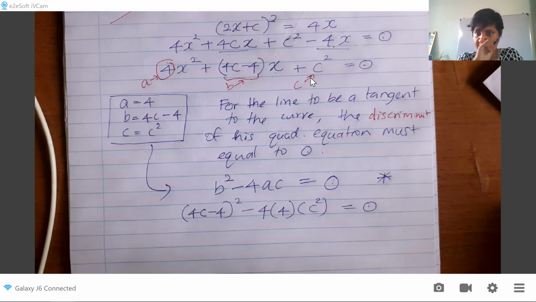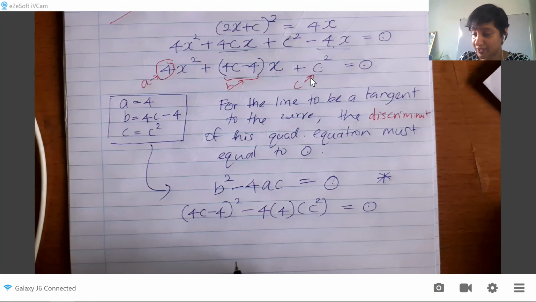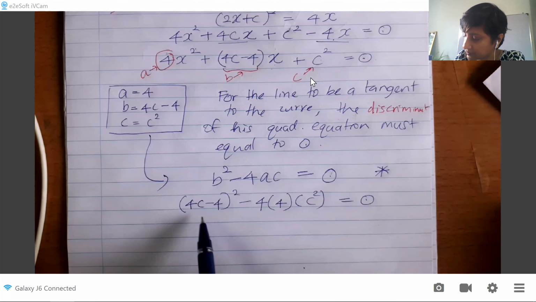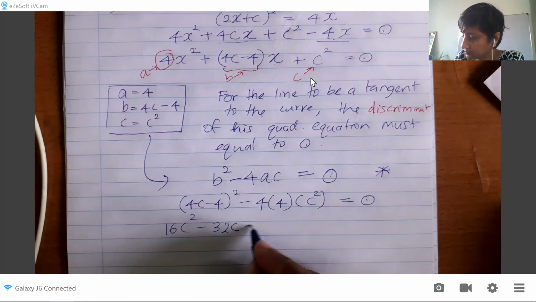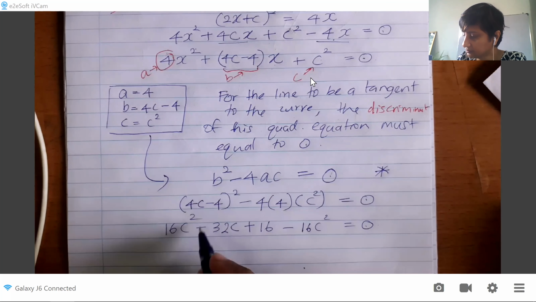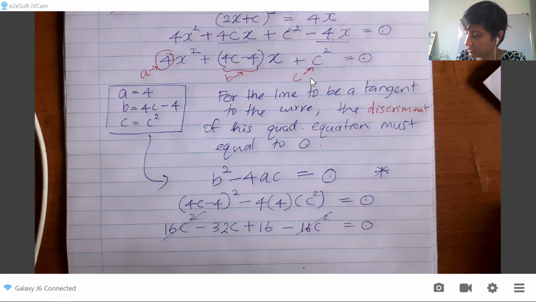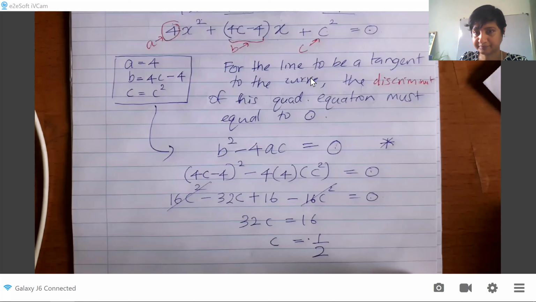Okay, so Aisha has gotten c equals half. Let's see. Looks like you get another quadratic equation here to solve, right? 16c squared, 32c plus 16 minus 16. That gets cancelled. 32c is equal to 16. c is equal to, yeah, half. Right? c is equal to half.